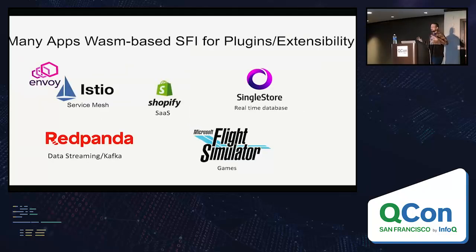Again, plugins and extensibility, and this is a huge area. So if you're using a service mesh, Envoy and Istio, Shopify has used this for running user code server side, stored procedures, that sort of way of using this, and Kafka. Right? There's all sorts of places where you're like, I would like some safe extensibility. I want to put some code close to my data path. And Wasm is a great tool for that.